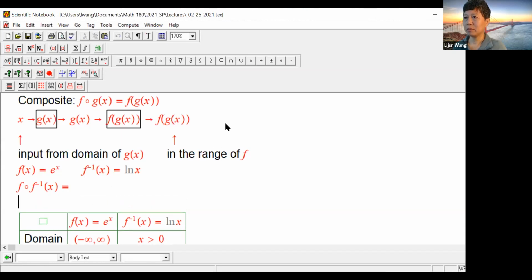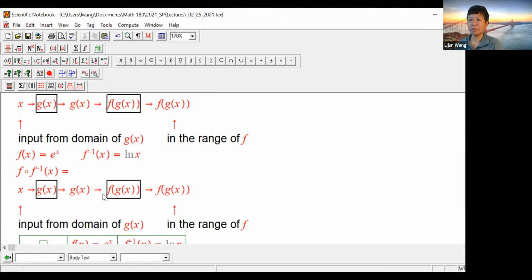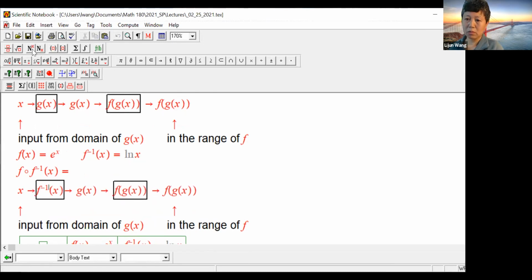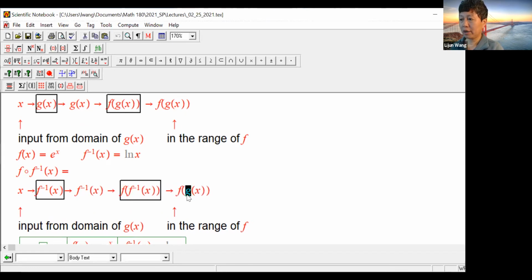except this time, the G is F inverse. Does everybody follow me? So this is going to be F inverse, and this is going to be F inverse. Let's see what happens, because right now we're dealing with concrete functions.